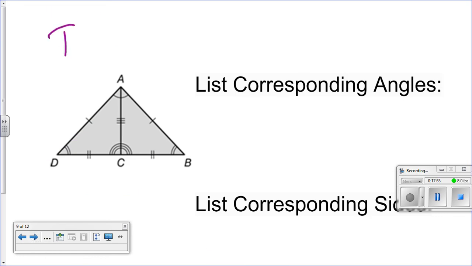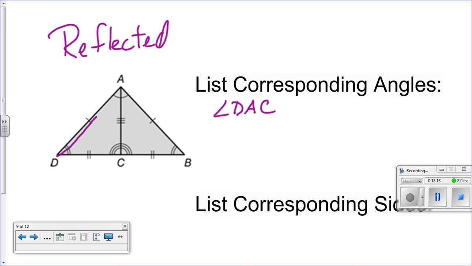Okay, this actually looks like it's been reflected. Looks like it's been reflected over here. So your corresponding angles. Now here's exactly what I'm talking about, angle A. I can't just say angle A is congruent to angle A. That's too confusing. I can't do that. So what I'm going to have to say here is angle DAC. So if I trace that DAC, that's this angle right here, is congruent to angle, well, on the other one here, it's going to have to be BAC.